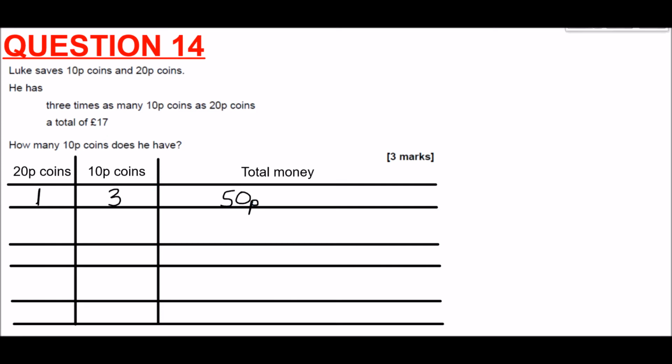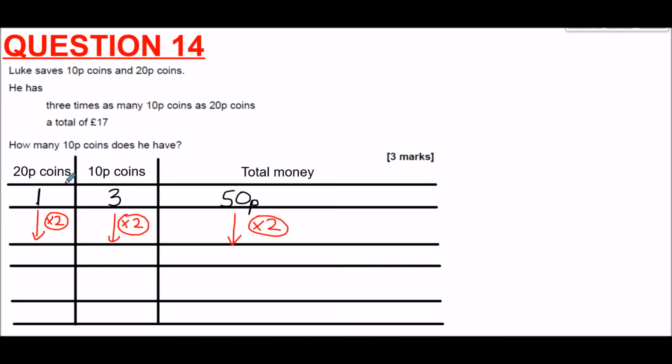So if that's 50p, we could easily get to £1 by just doubling our values. 2 lots of 50p will get us to £1. But if we double this, we'll need double the number of coins. So 1 times 2 and 3 times 2.